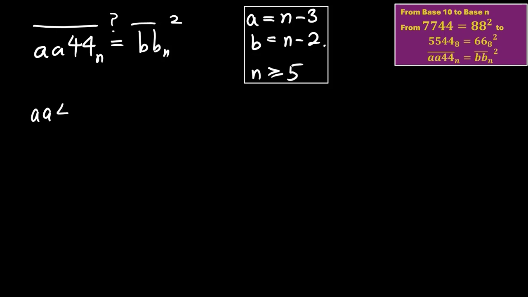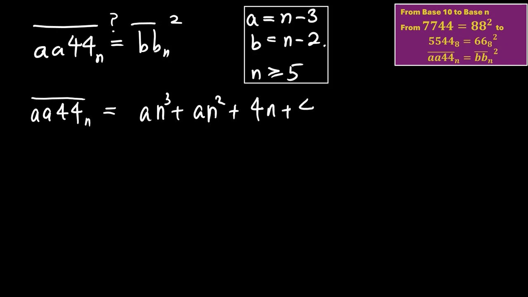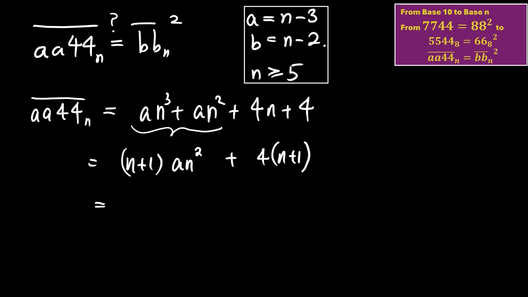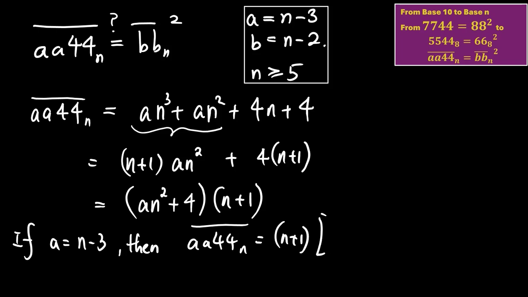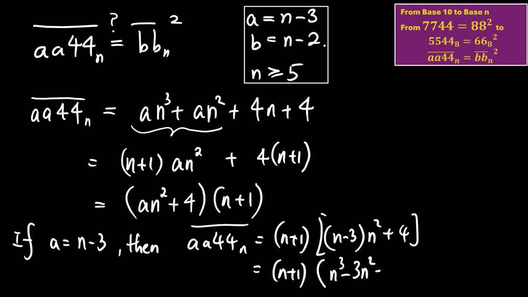So aa44 base n is actually equal to a n cubed, a n squared, 4 n, and 4. And for this, I can write a n squared times n plus 1, and for this it is obviously 4 times n plus 1. And this is n plus 1 times a n squared plus 4. If a equals n minus 3, then aa44 base n equals n plus 1 times n minus 3 times n squared plus 4.